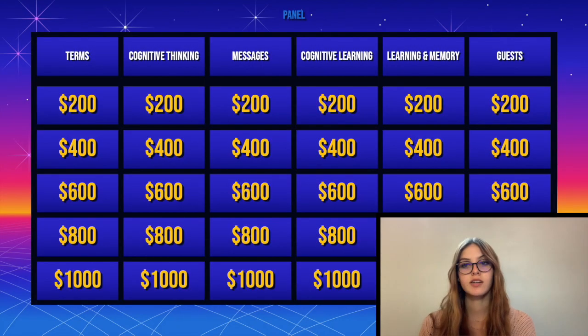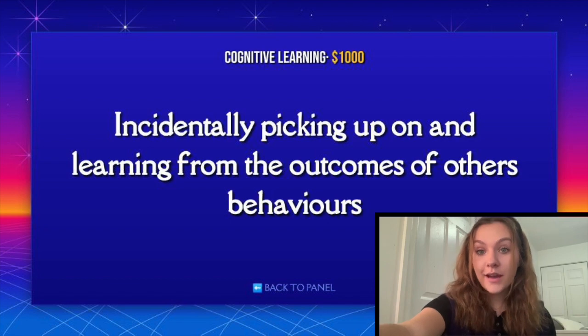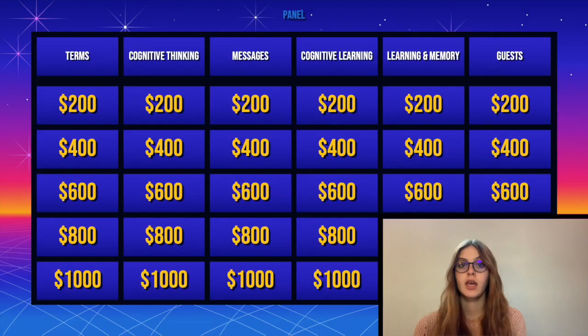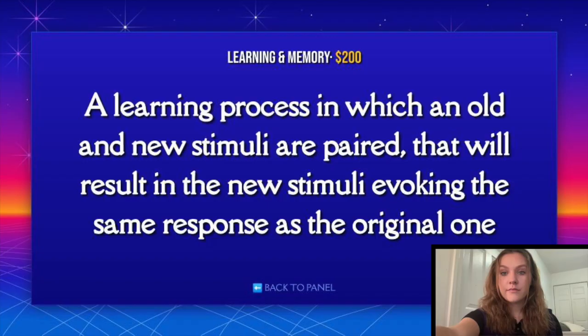Can I have cognitive learning for 1000? Incidentally picking up on and learning from the outcomes of others' behaviors. What is incidental observational learning? Correct, $1,000 for Danielle. Can I take learning and memory for 200? A learning process in which an old and new stimuli are paired that will result in the new stimuli evoking the same response as the original one. What is classical conditioning? Right, $200 for Danielle.